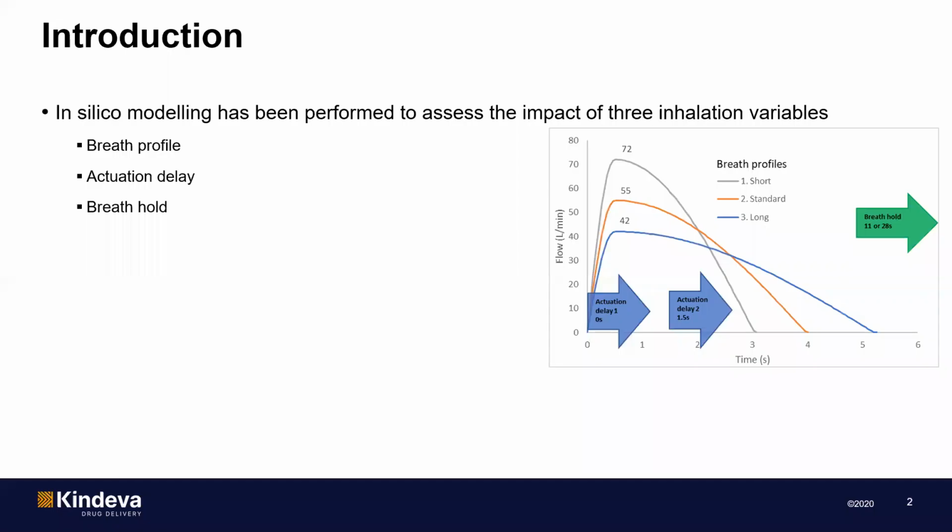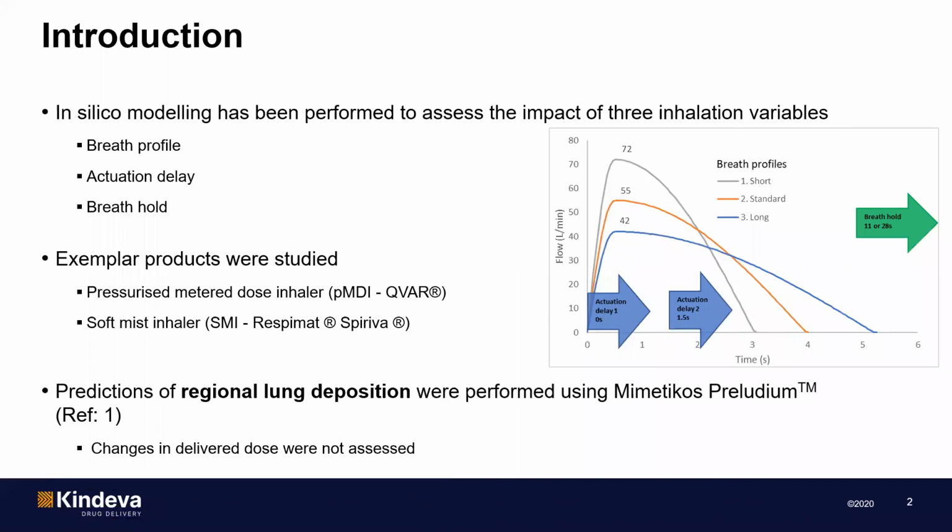In silico modelling has been performed to assess the impact of three inhalation variables: breath profile, actuation delay and breath hold. Two example products were studied, an MDI and an SMI. Predictions of regional lung deposition were performed for each product using the software Preludium. Summary data for the analyses performed and literature references are also included as appendices to this presentation.